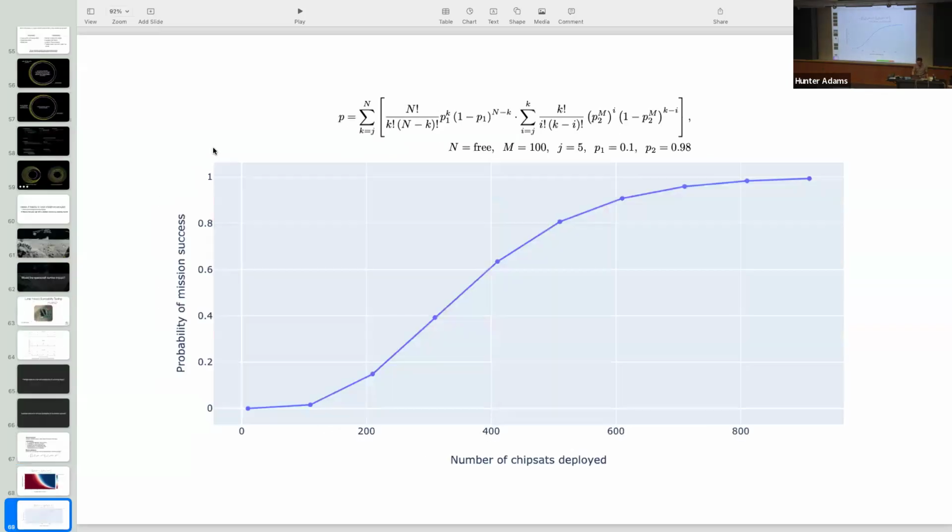You can also turn the problem around a little bit and ask, assuming that we know these two probabilities, perhaps by way of experimentation, we figured these things out, what is our probability of mission success as a function of the number of chipsats deployed? What you can see is, if you deploy 800 chipsats, making these assumptions about their probabilities of survival, you have something like a 95% probability of mission success. Mission success being, again, defined as some number of chipsats surviving after some number of days.